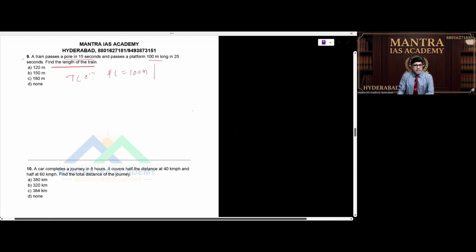In the first case, to cross this pole is 15 seconds. Let the speed be some S, or X, you can take anything. But when it is crossing a platform, it has to cross its own length, that you know. Therefore, distance is equal to the formula speed into time. In the case of the pole, the distance is the train length, that is S into time 15 seconds. That is called TL, so TL is 15S.